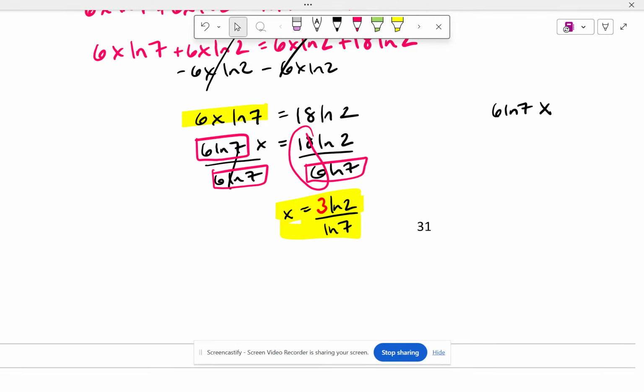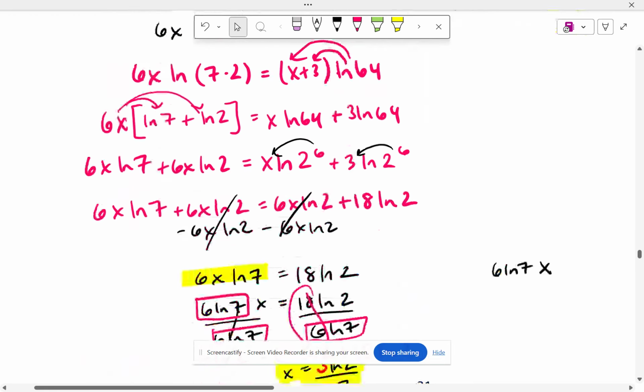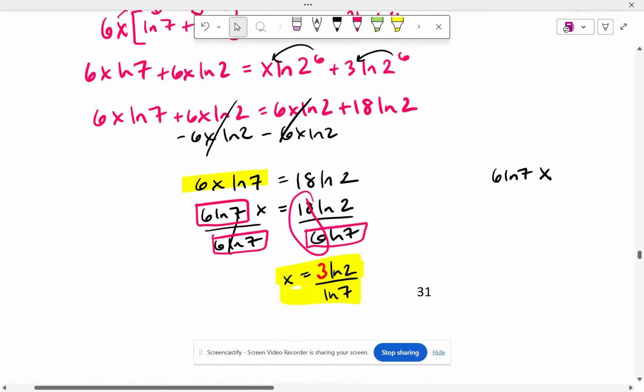All right. Is our answer the way they want it? Express your answer in terms of ln of 2 and ln of 7. That's all we can do. Boop.